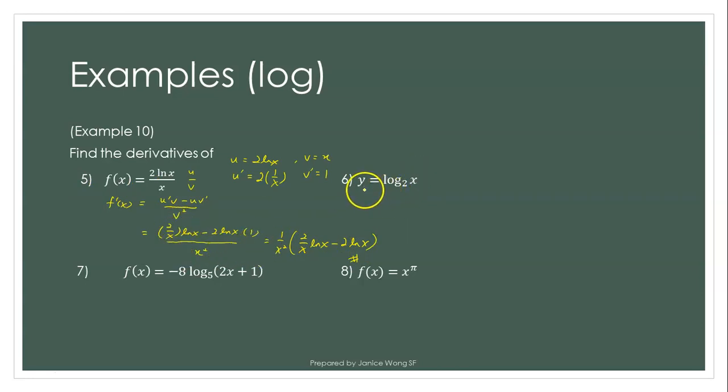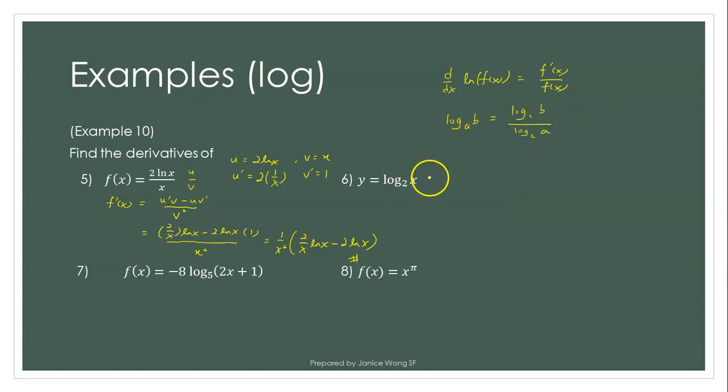Number 6, y equals log base 2 of x. We know the derivative formula for ln f(x). It must be log to the base e of f(x), which equals f prime x over f(x). What about log to the base 2? We need to change the base. From the earlier lesson in pre-calc, when you have log to the base a of b, you can change the base to any other base c. It will be log base c of b over log base c of a.